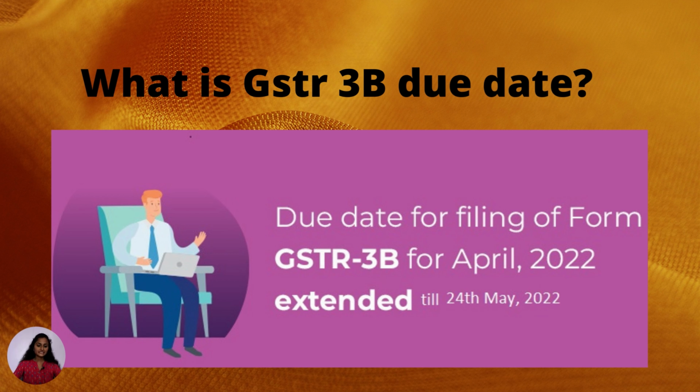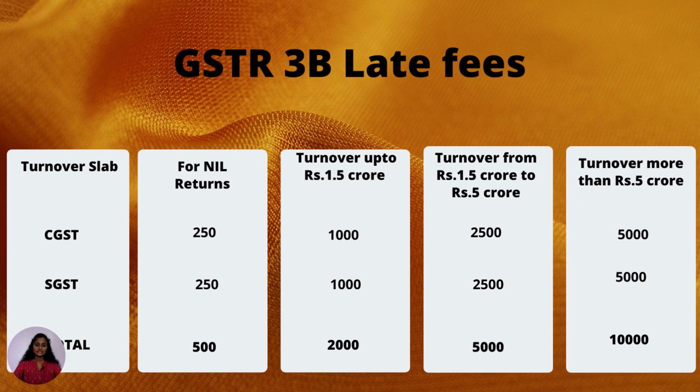In such cases, they have to file nil GST returns. What is the GSTR-3B due date? The due date of filing form GSTR-3B of April 2022 is extended till 24th May 2022. Before, the due date to file GSTR-3B was the 20th of the following month. Now the date has been extended to the 24th. So we can file the GSTR-3B return by the 24th of the following month.